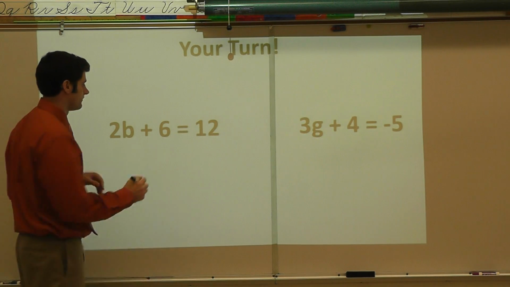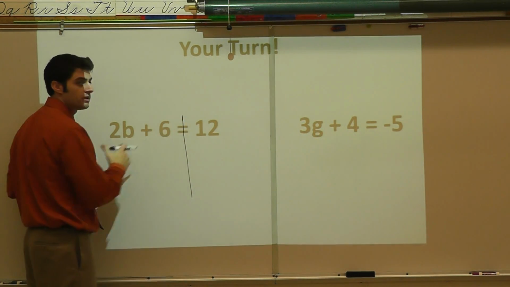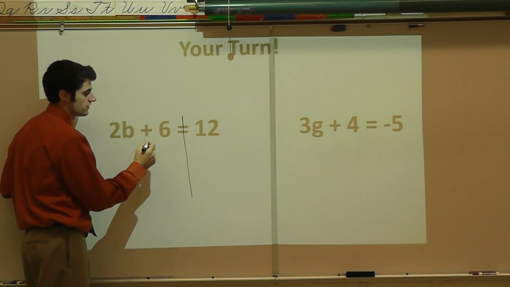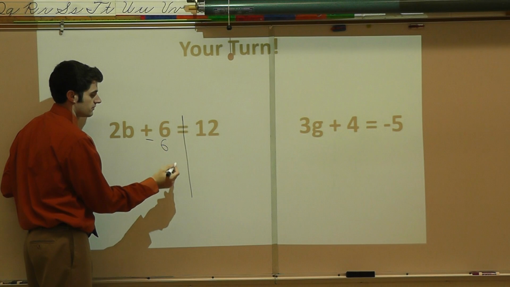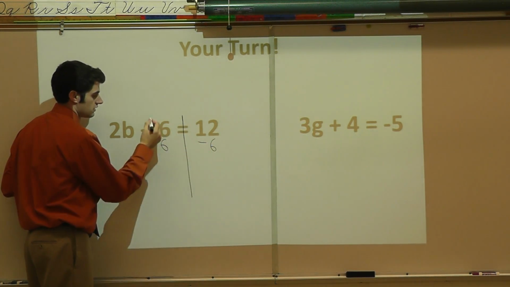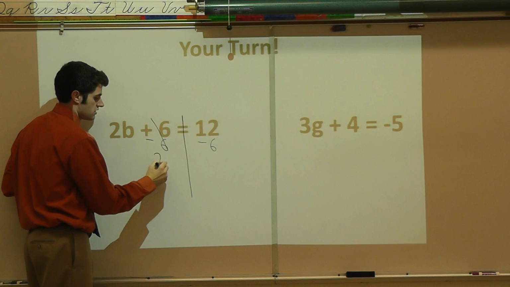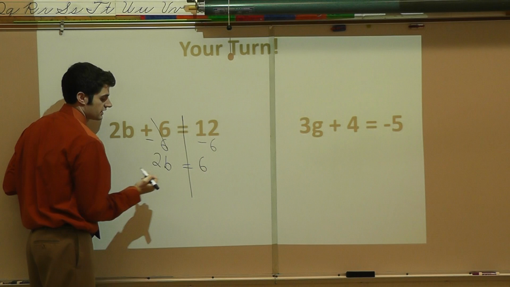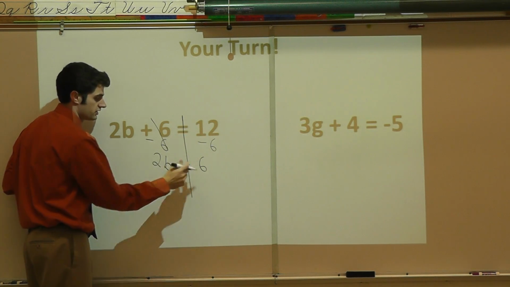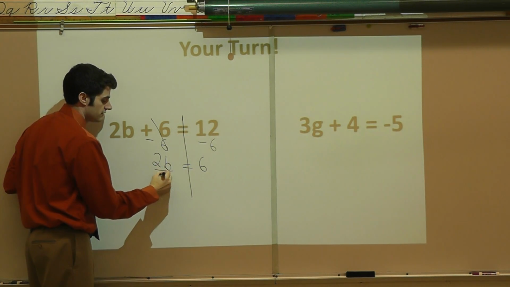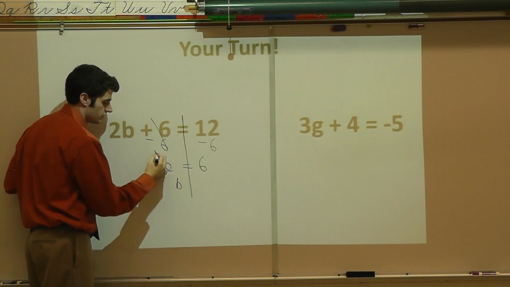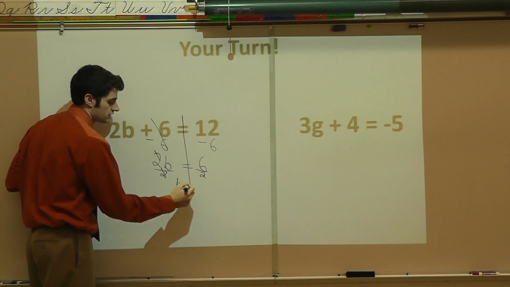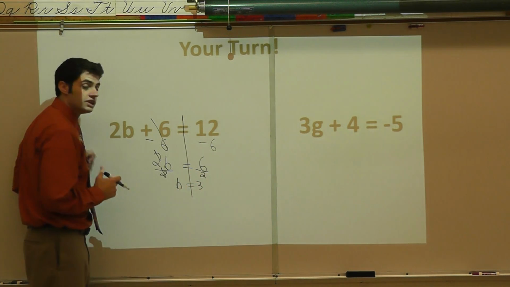Alright, let's take a look. In our problem, start off by drawing that line down the middle. I want to solve for this variable. I need to get rid of this plus 6 first. So to get rid of the plus 6, I must subtract 6. 6 and 6 become 0. I'm left with 2b. 12 minus 6 becomes 6. I now have 2b equals 6. To get b by itself, I must divide by 2. 2 divided by 2 equals 1, or in this case, just the b. 6 divided by 2, b equals 3.